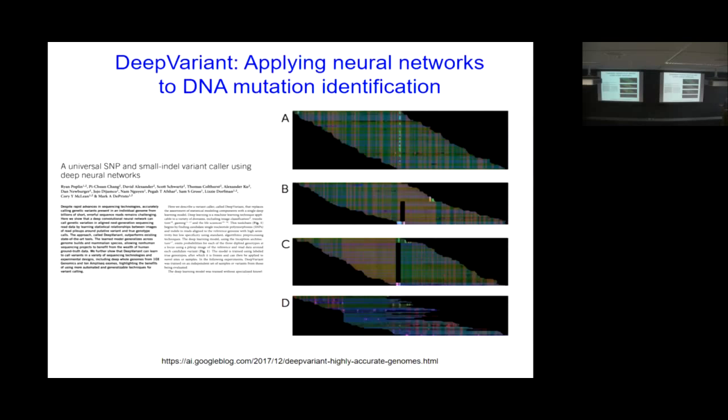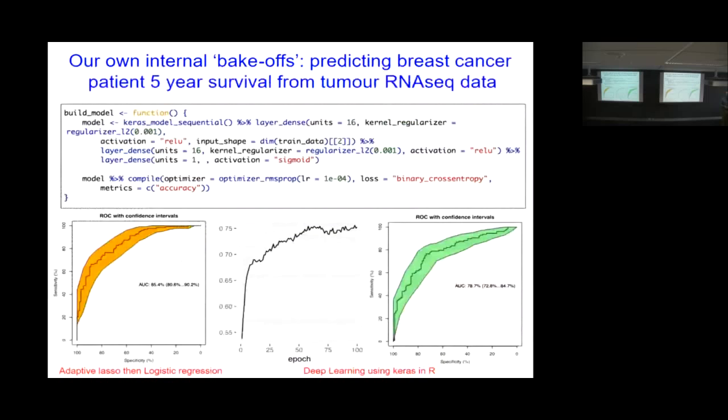We've had our own internal bake-offs, and this is an example. One of the fun things about being a group leader is that part of your responsibility, I reckon, is to keep on trying everything new, which is a lot of fun. This was simply an idea to try and identify whether breast cancer patients survived for 5 years or not. That's quite an important clinical point when you're seeing a patient in a clinic. We did this using RNA sequencing data. The old-fashioned way we do it is to use the adaptive lasso to select features and then use logistic regression. And I always used to say to my students, if you can't see it with logistic regression, it isn't there. But I'm starting to think that that may not be right.